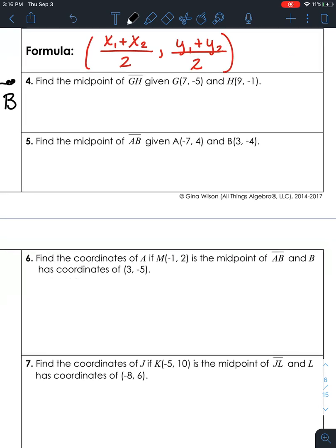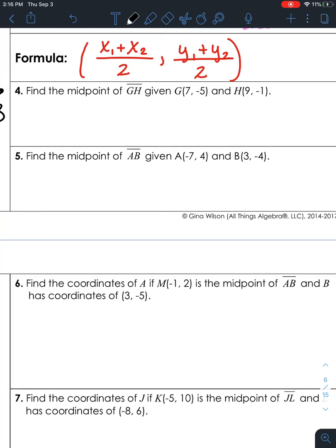Alright, let's get started. So here's the first example. We're going to use the formula above to find the midpoint. So I'm going to first, as I said, label them x1 and y1, x2 and y2. Now I'm going to plug them in the formula. So x1 plus x2, so it's going to give me 7 plus 9, and I'm going to divide that by 2, comma. Now for my y's, negative 5 minus 1 divided by 2.